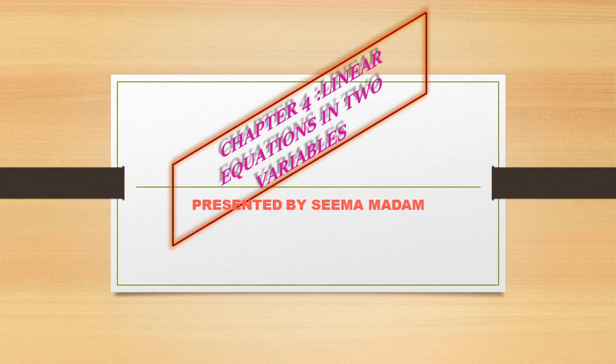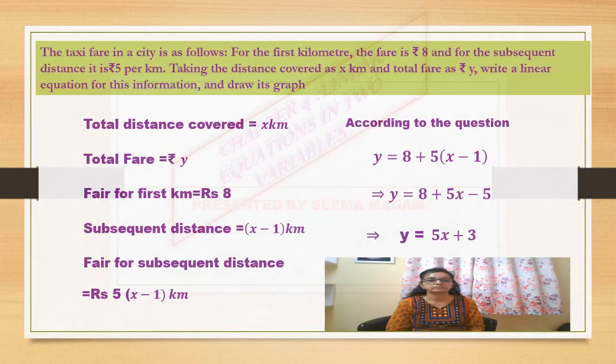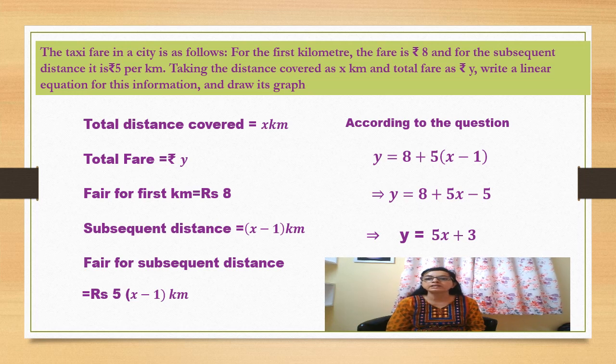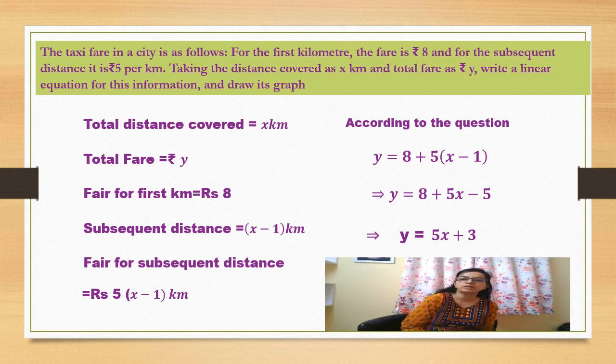Today we'll take chapter 4, linear equations in two variables. The taxi fare in a city is as follows. For the first kilometer, the fare is rupees 8 and for the subsequent distance it is rupees 5 per kilometer. Taking the distance covered as x kilometers and the total fare as rupees y, write the linear equation for this information and show the graph.